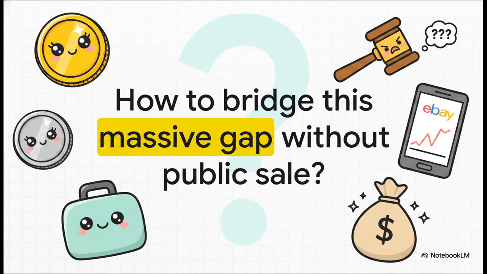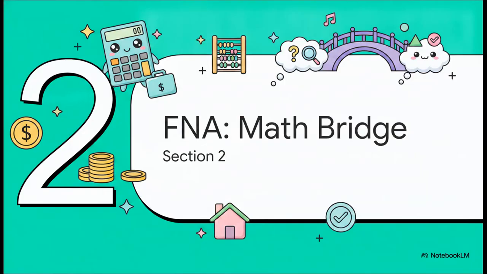But those markets are entirely subjective. They're driven by mood, aesthetic appeal, and totally unpredictable demand. So how do we extract $1 million of real usable value without subjecting the client to the chaotic whims of that public market? That brings us to Section 2, F&A, the mathematical bridge.